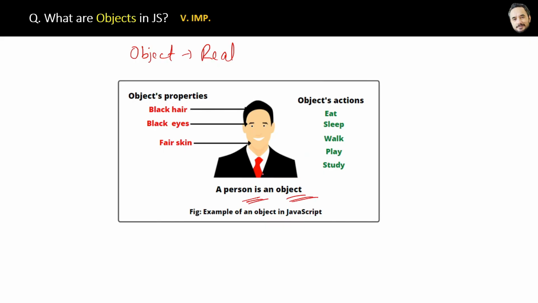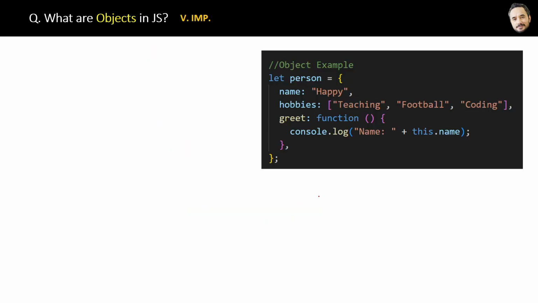object also. Now, an object can have properties like hair, eyes, skin. Also, an object can have actions or functions like eat, sleep, walk, right? Now, in JavaScript, the same person object can be coded like this. Here, we have the person object, and inside the curly braces, we can define the properties of this object.